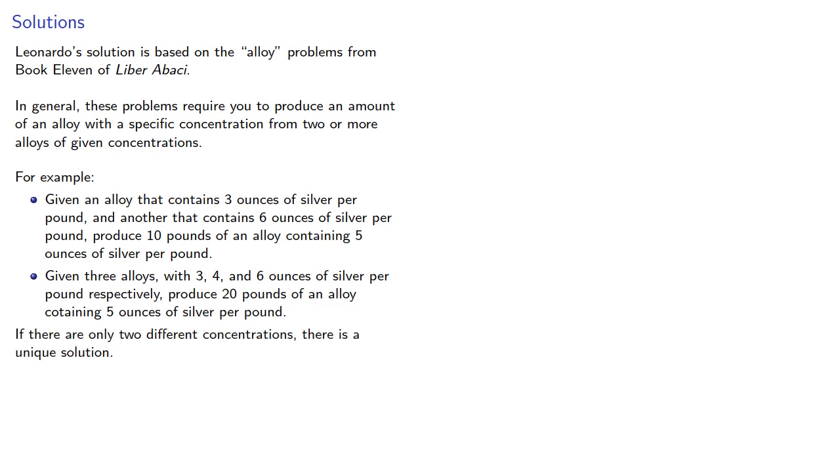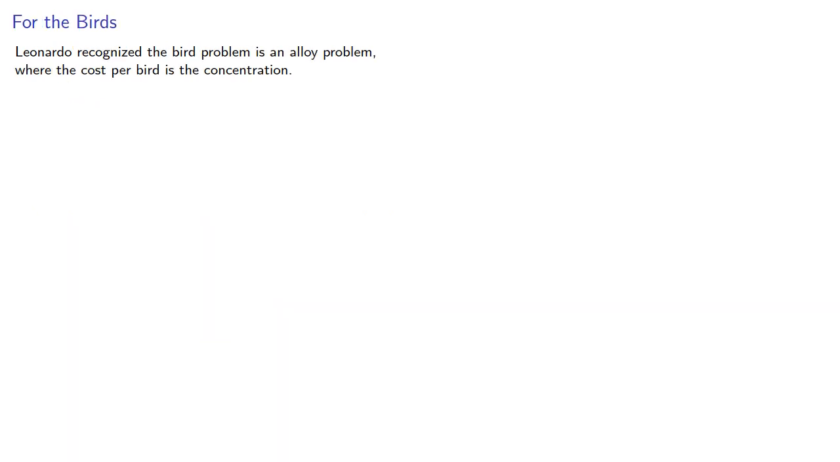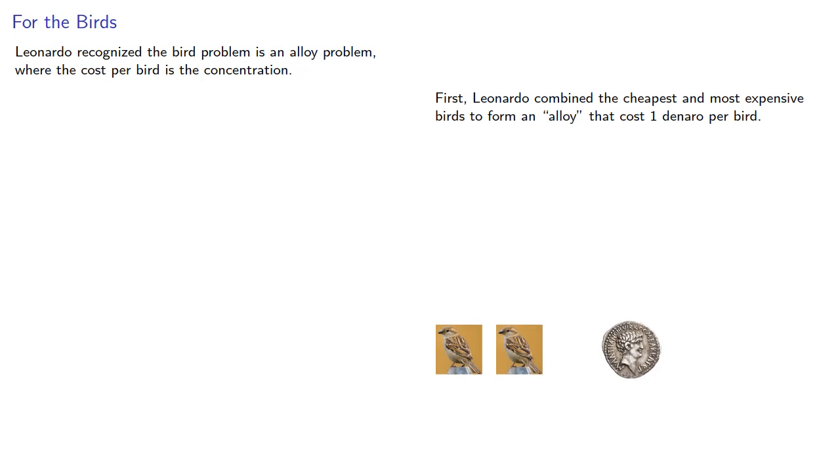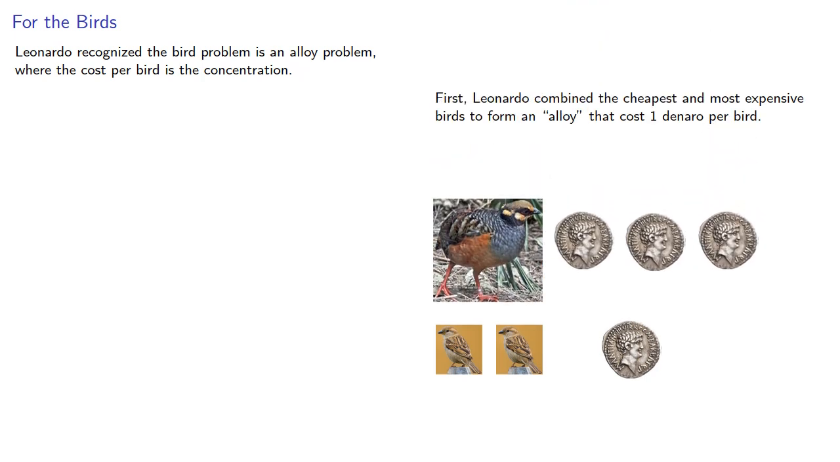If there are only two different concentrations, there is a unique solution, but with 3 or more concentrations, there are an infinite number of solutions. Leonardo recognized the bird problem is an alloy problem where the cost per bird is the concentration. Leonardo's solution went through the following steps. First, Leonardo combined the cheapest and most expensive birds to form an alloy that cost 1 denaro per bird. Trial and error finds a solution.